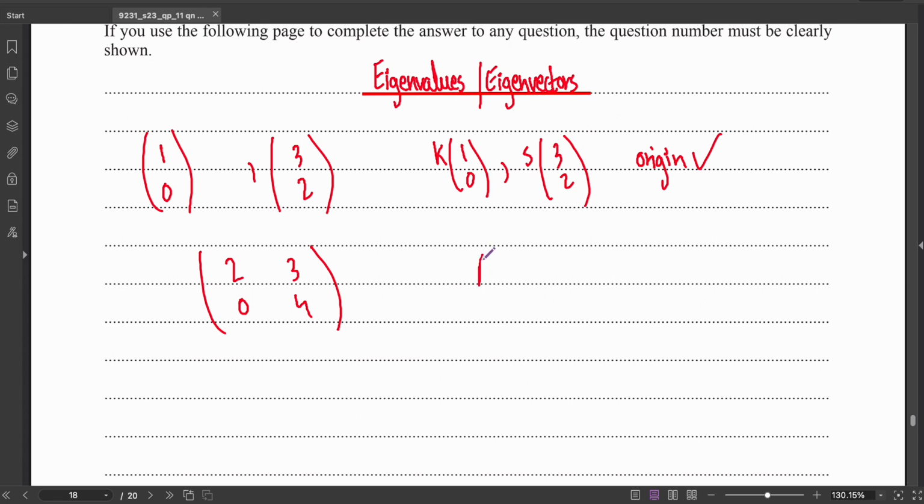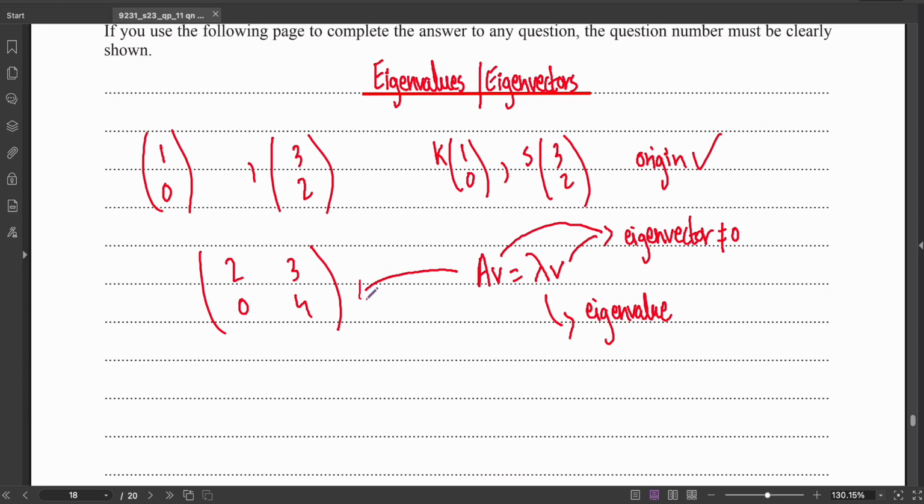So usually this is written as A times V is equal to lambda times V. Now this lambda is actually the eigenvalue, and the V vector here and here is going to be the eigenvector. If this equation is true and the eigenvector is not equal to just 0, 0, then this works. And A is obviously the matrix that you're working with. In our case, A is going to be this thing right here.